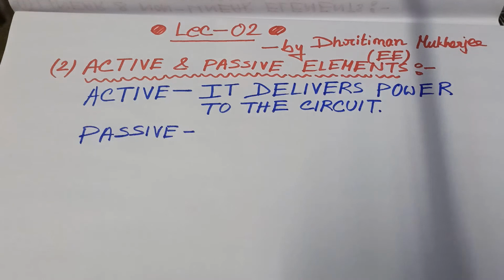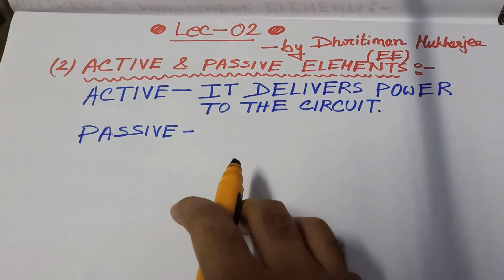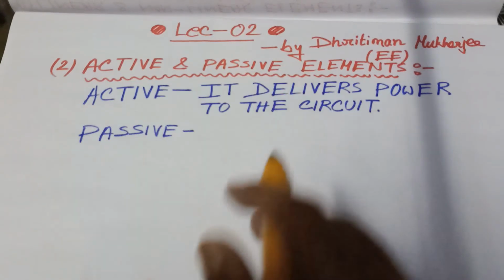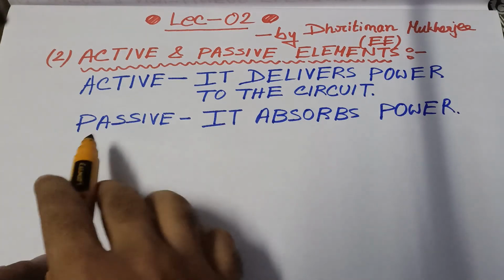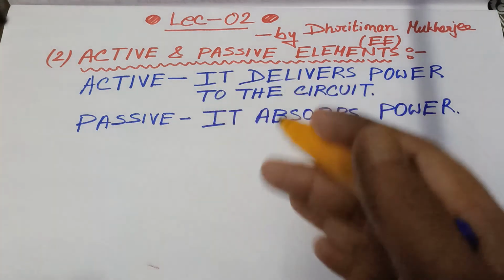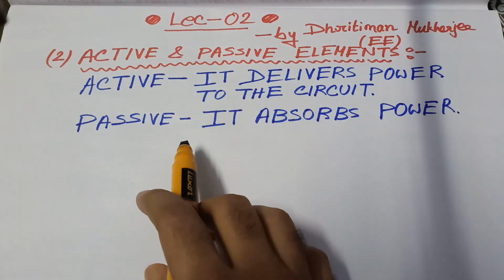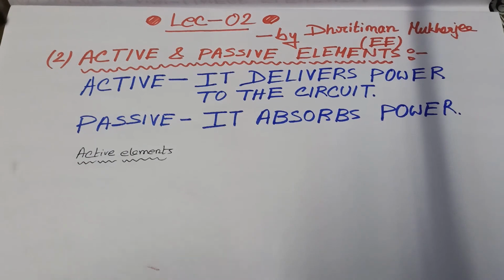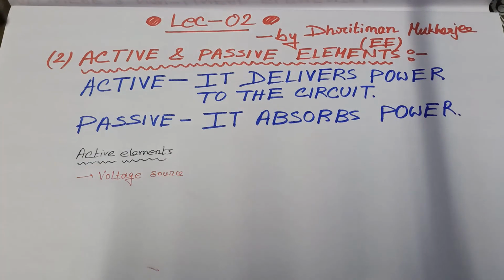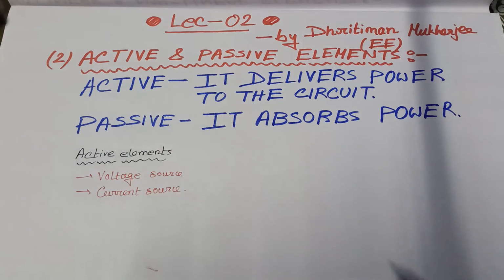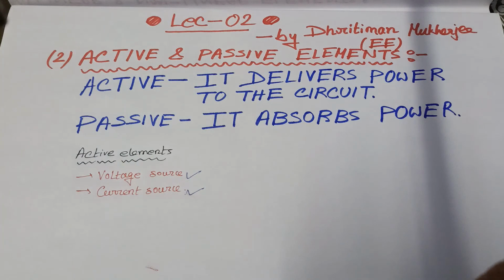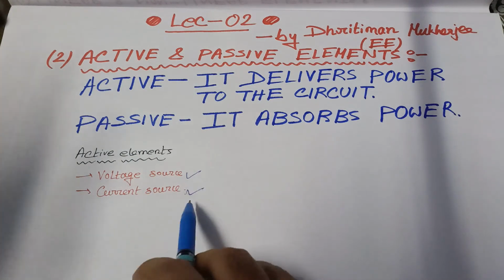And what is a passive element? Passive means it kind of absorbs energy or power from the system, from these active elements. However, there are some variations for these passive elements, and I will show you in the examples. Okay. So now, what are the active elements that you know in a circuit? Generally, the voltage source and the current source. These are known as active elements of an electrical circuit.